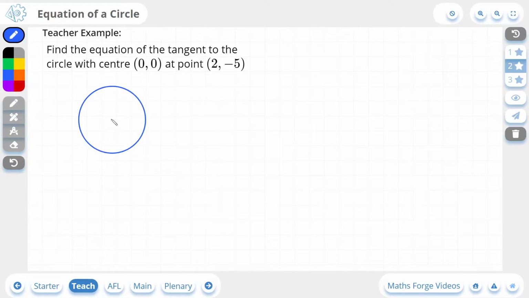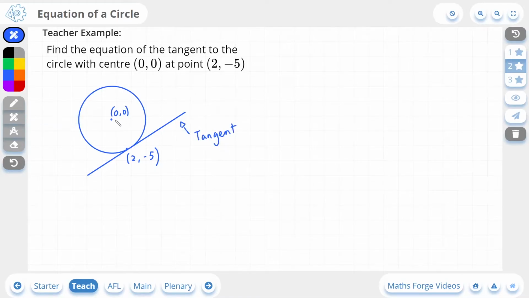So let's label the center of this circle 0, 0. And the tangent is going to be touching the point 2, minus 5. So that's going to be 2 to the right and minus 5 down. Again, this is just an approximation of where it actually is. 2, minus 5. And the tangent is going to be the equation that passes through this point here. It just touches the edge of the circle at one point, and that point is 2, minus 5. So we need to find the equation of this line here. How are we going to do this?